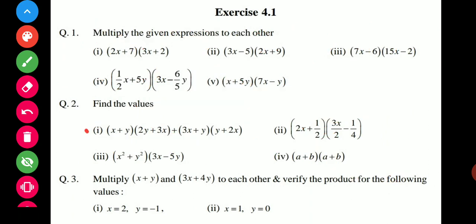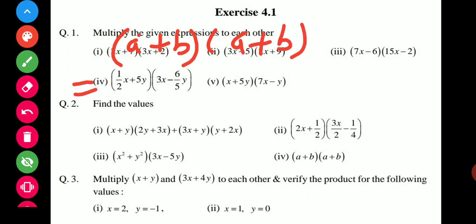So this is your first question. Now I will do your fourth question. How can we do the fourth question? You can check here. It is a plus b, and here is a plus b. Once again a plus b.